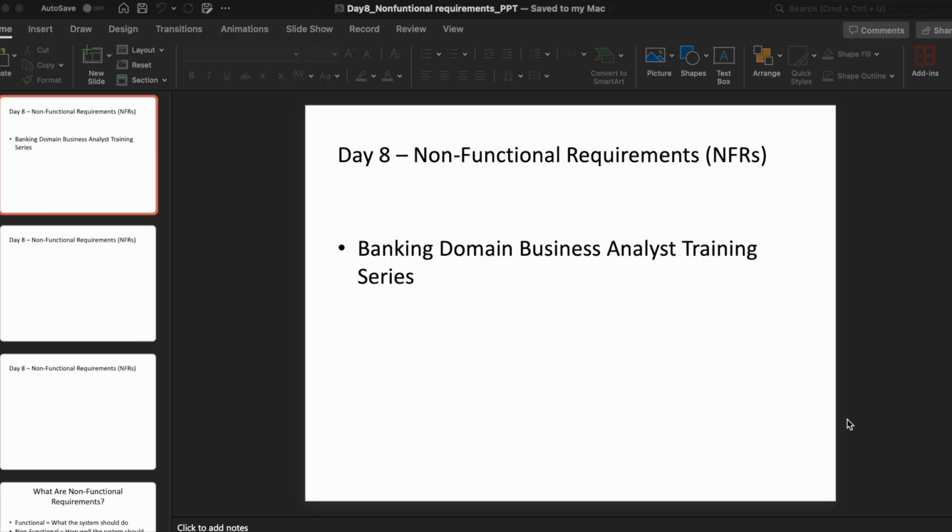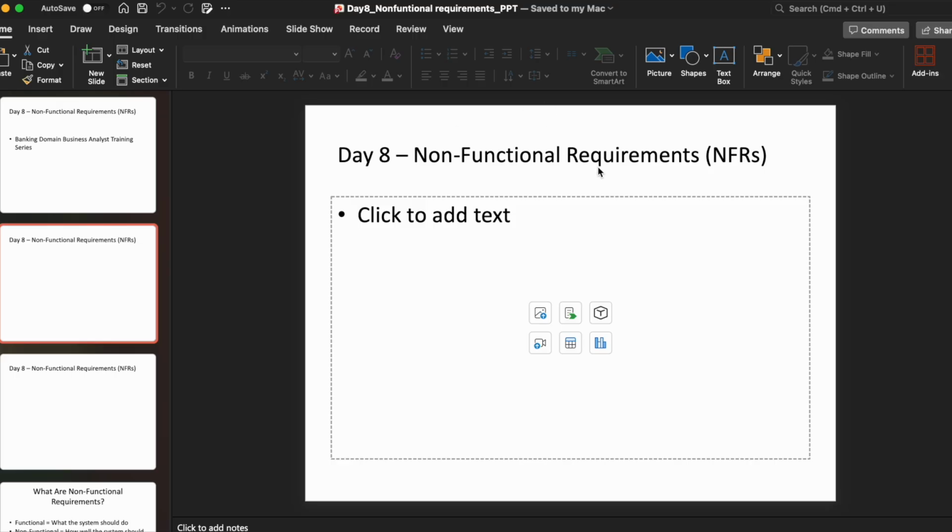Yesterday we learned how to do data mapping, so how business data travels through front-end, back-end, and databases. Today we are going to level up, because now we'll talk about something every BA must master, but most beginners skip: non-functional requirements. By the end of the session, you will know.